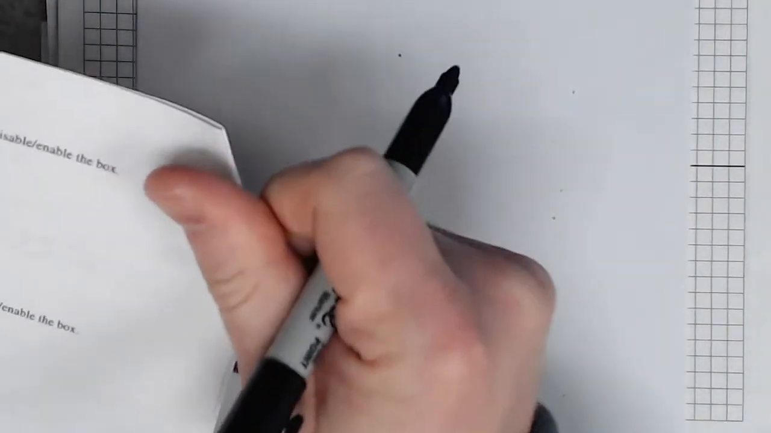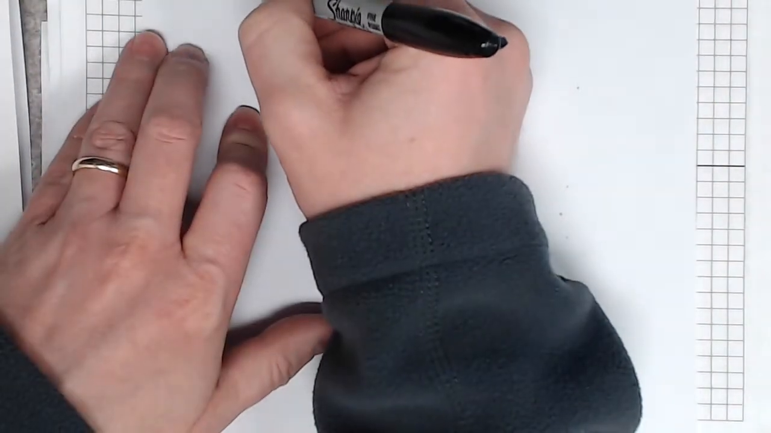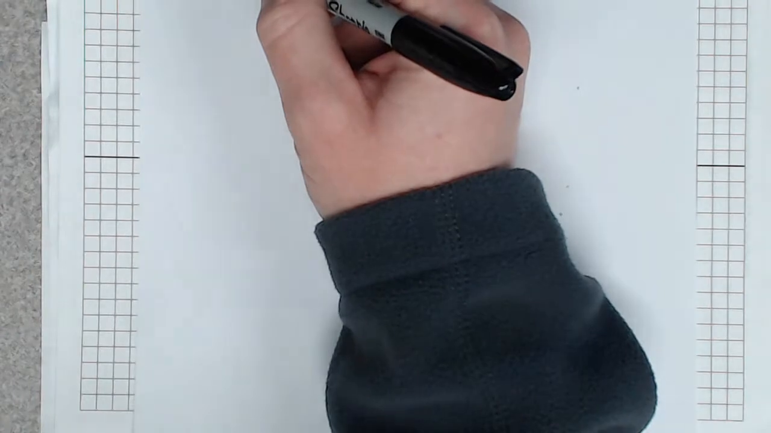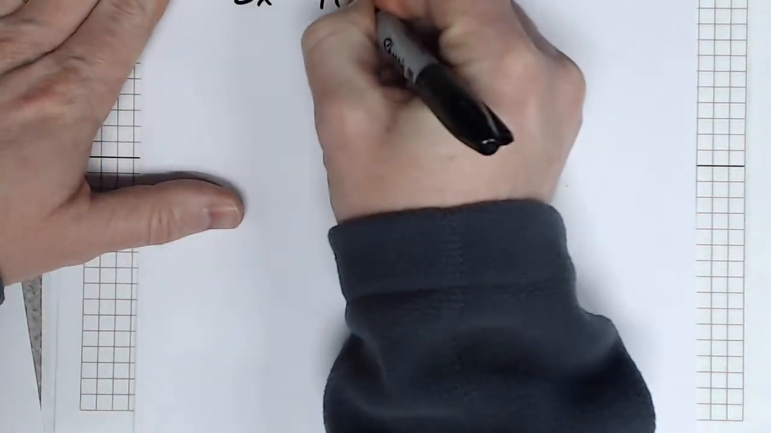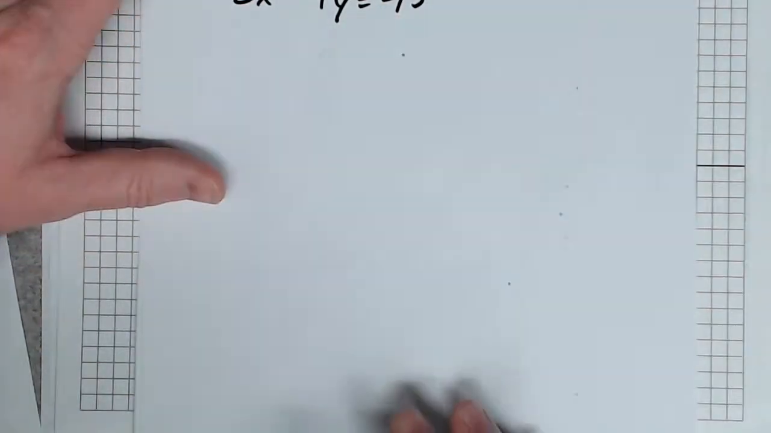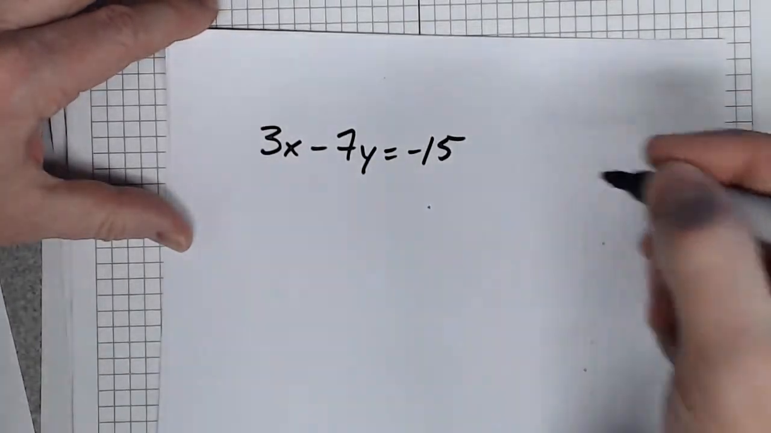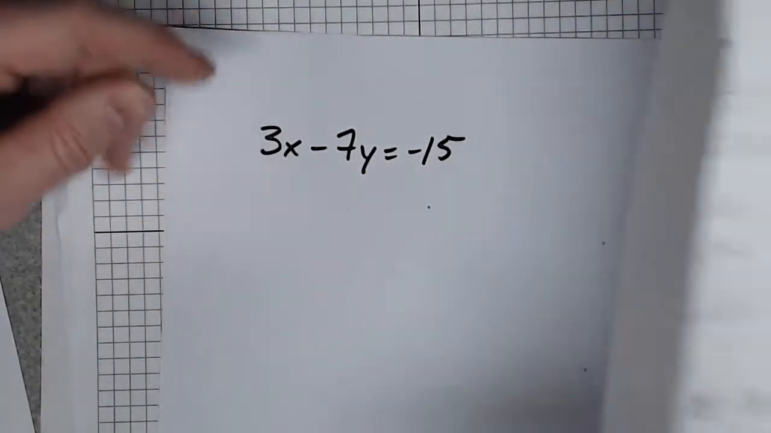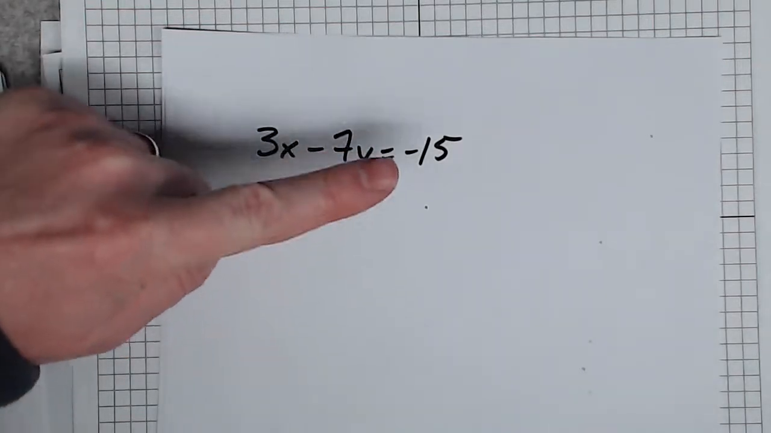Well, that's how you find the slope. Now here's going to be an interesting thing to do. They'll give you an equation this time. I'll go ahead and write this out. 3x minus 7y equals negative 15. Find the slope of the line determined by this equation. Well, this is in standard form of a linear equation, right? ax plus by equals c.